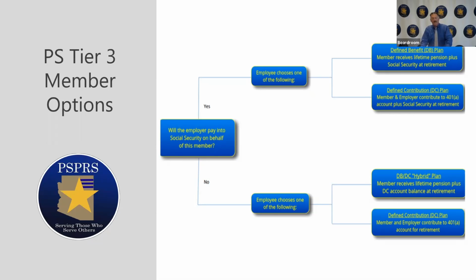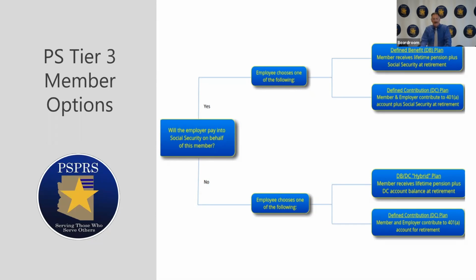So the member, if they choose that hybrid type plan, makes a contribution into the pension plan plus a defined contribution. The employer is also making those contributions. Upon retirement, they collect that lifetime pension, plus they walk out the door with a bucket of money.